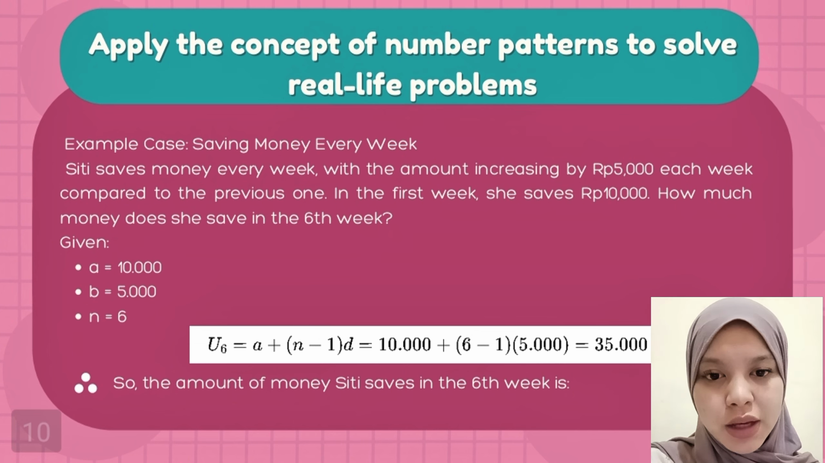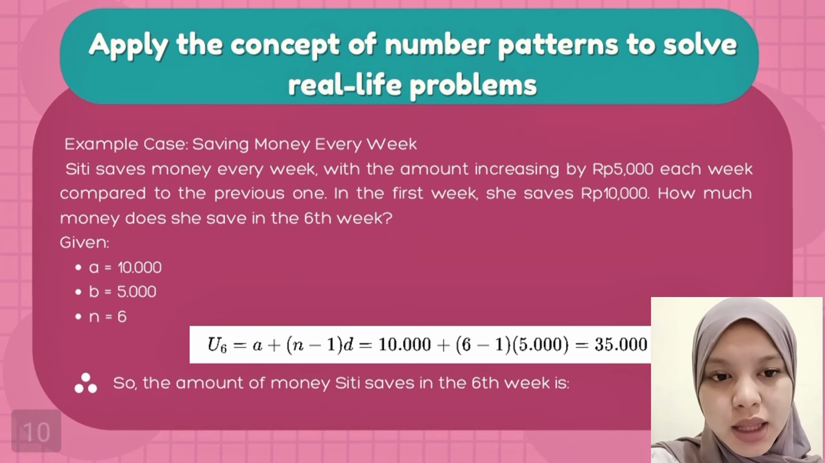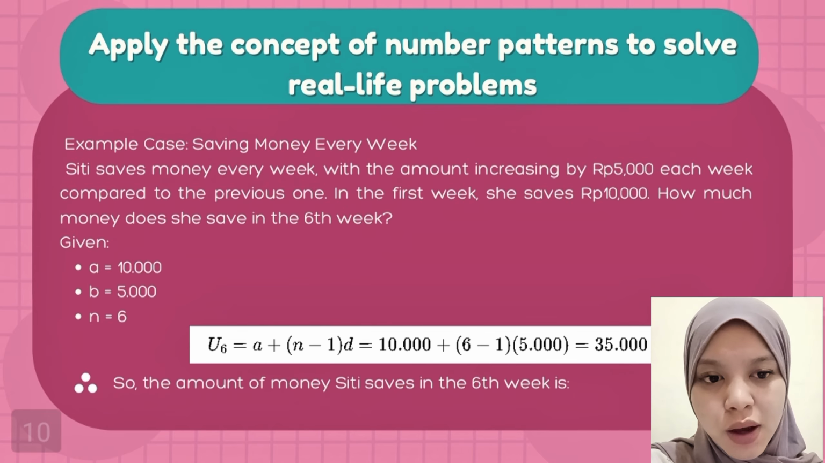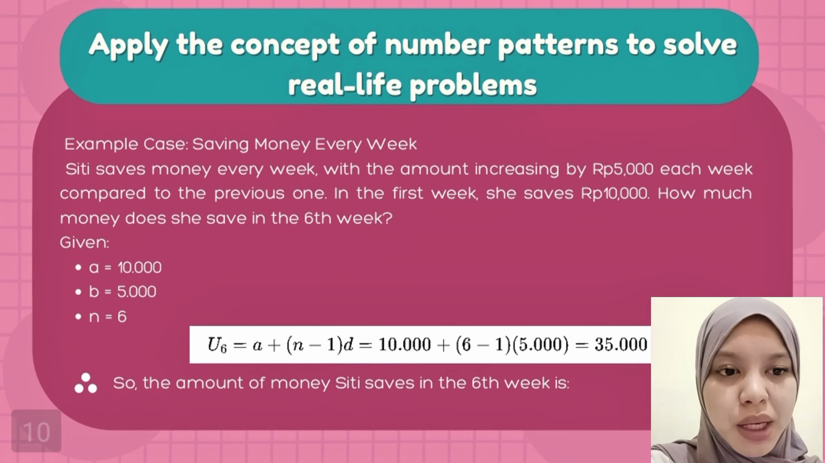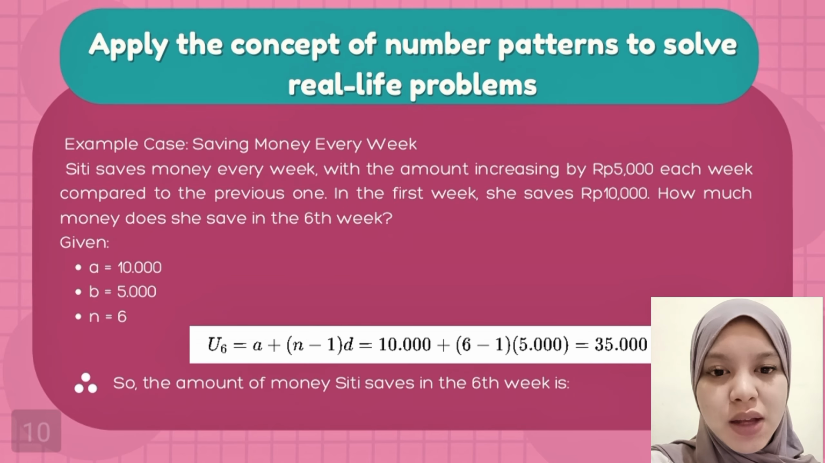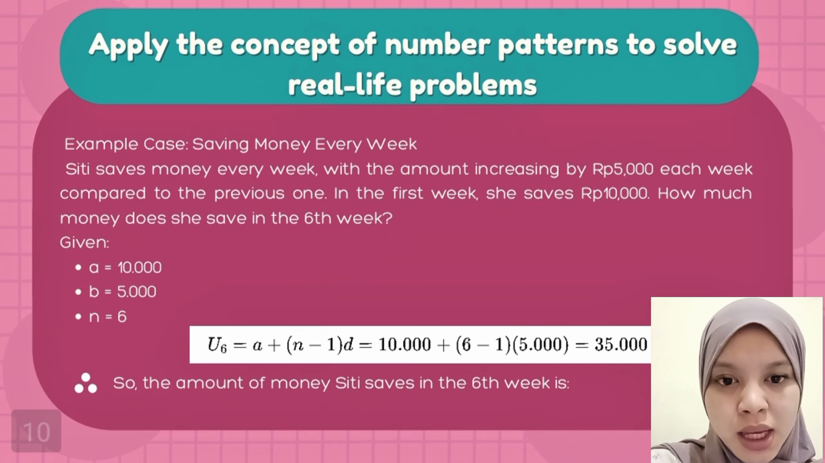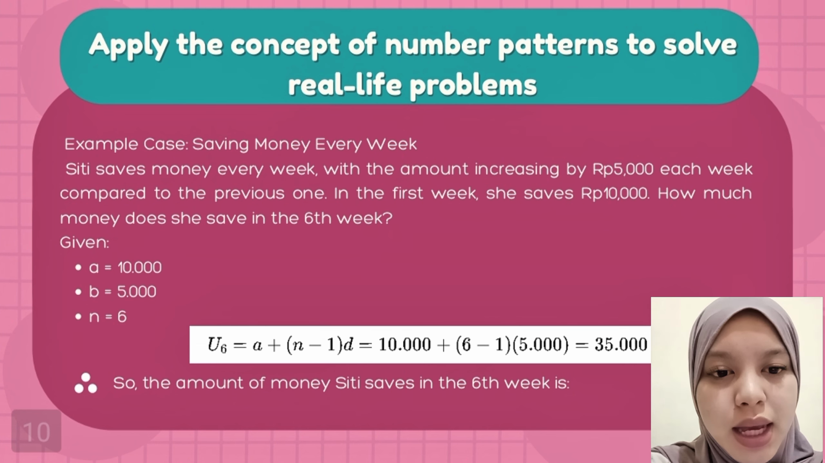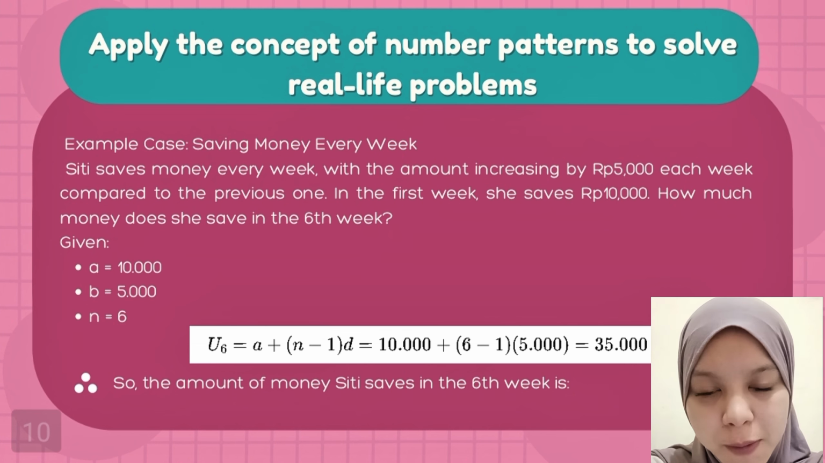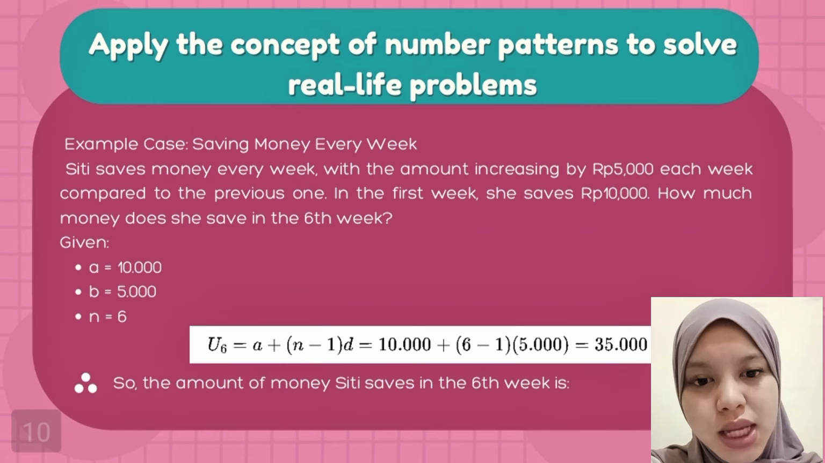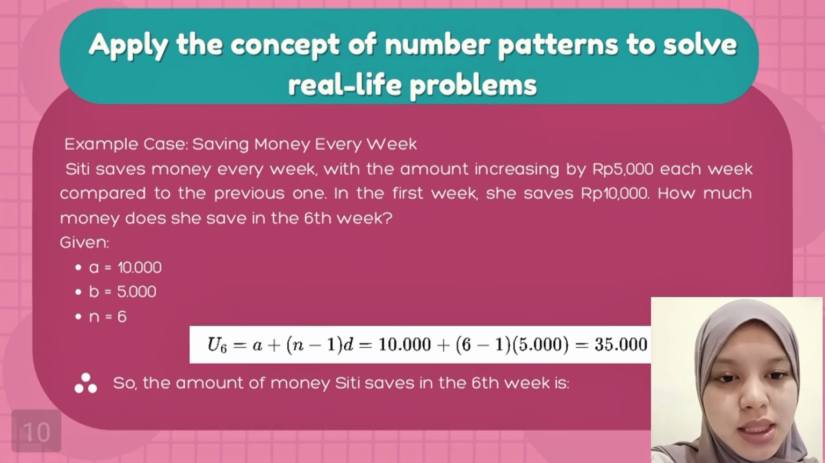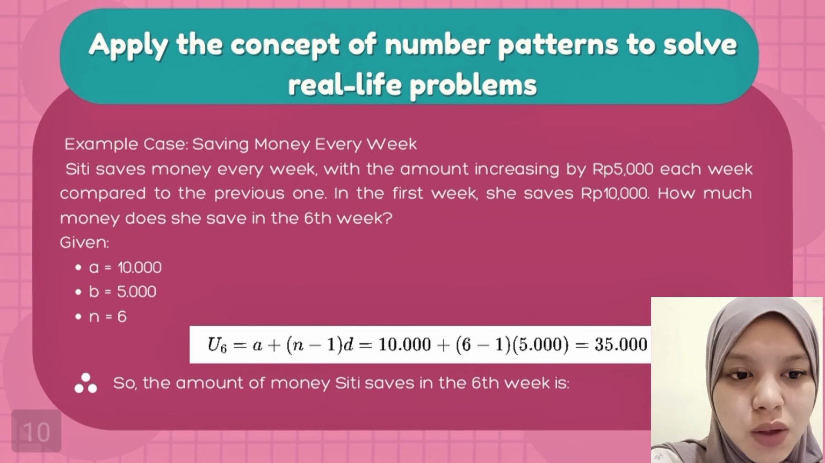From the information given, the first term is 10,000 rupiah. The common difference is 5,000 rupiah and the term number is 6. The situation follows an arithmetic pattern because the amount increases by a fixed difference each week. To find the sixth term, we use the formula for the nth term of an arithmetic pattern: u sub n equals a plus n minus 1 times b.